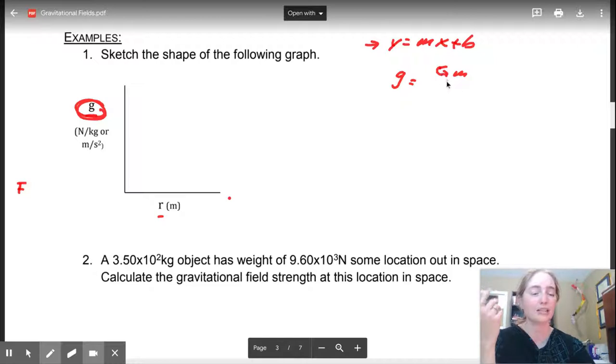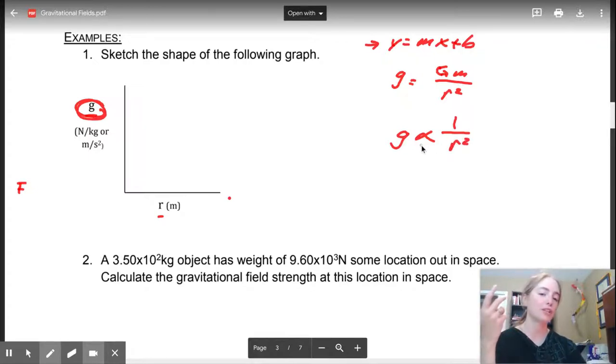So our G times the mass of the object creating the field, divided by the radius squared. Well, we're going to make our mass constant, and this is a constant. So we can exchange that equal sign for our proportionate, make these 1. So G is proportionate to 1 over R squared. So G is directly proportionate to the inverse of the radius squared, or G is inversely proportionate to the square of the radius. So you can word it any of those ways you want.